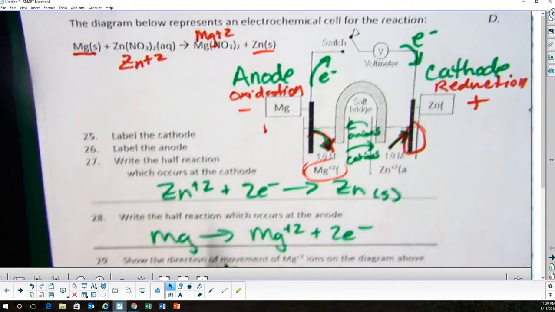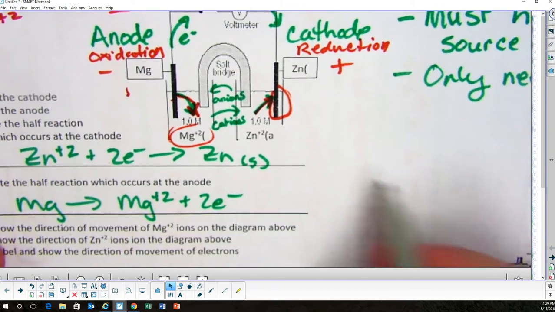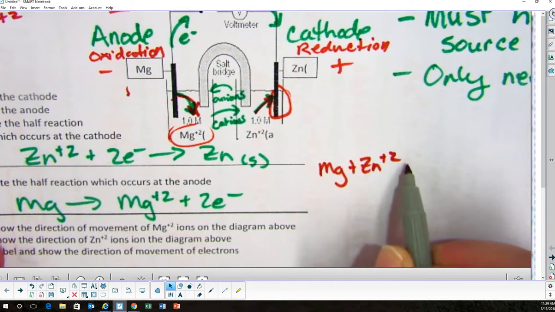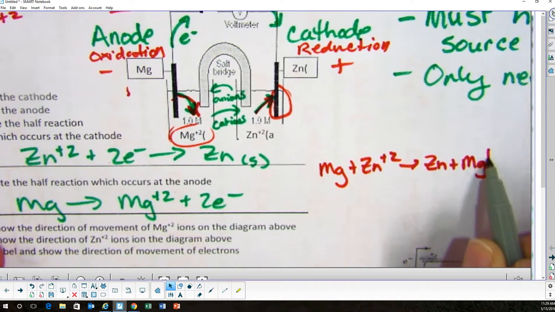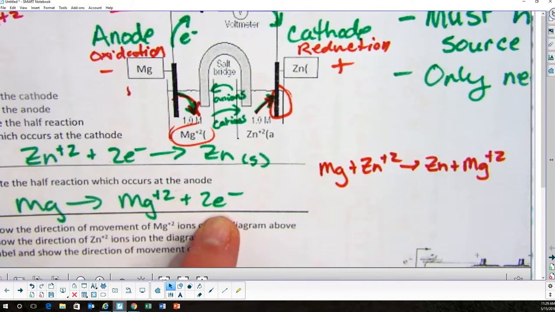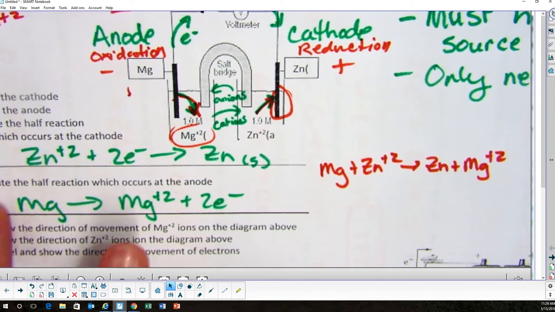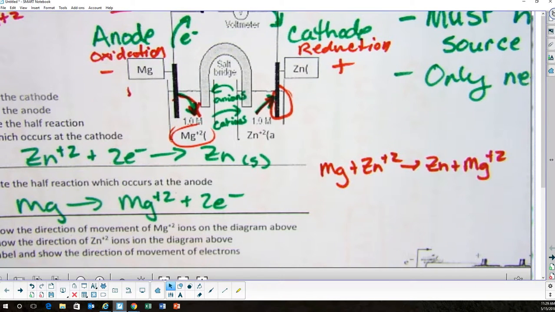So the overall reaction, if I were to write the overall reaction, I'm just going to do it over here on this side, would be Mg plus Zn plus 2 goes to Zn plus Mg plus 2. Now, if one of these happened to be a 1 electron instead of 2, say this one was a 1 electron, all I would do is put 2's in front of these and put them into the main equation again. That's it. I don't do anything with the voltage, though. The voltage I just add. I never times the voltages.